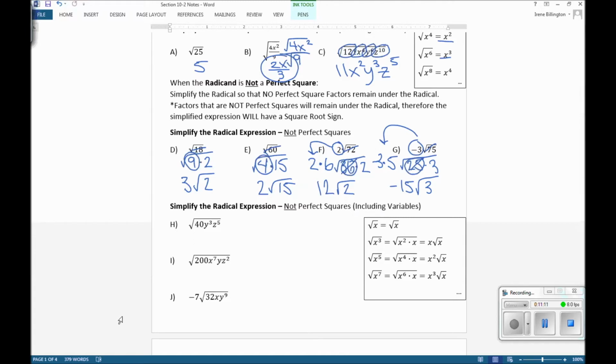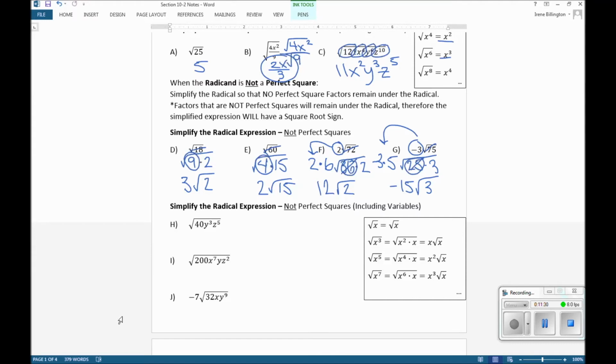You're looking for a perfect square that is a factor of whatever number is given. So we're going to be looking for, in examples H, I, and J, perfect squares that are factors of 40 and 232, all right? In addition to that, we need to deal with our variables.